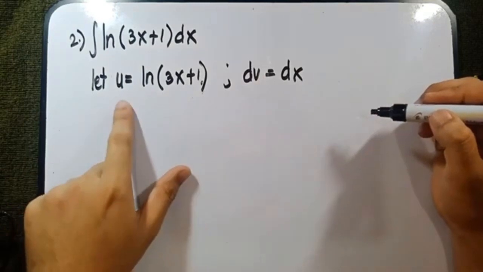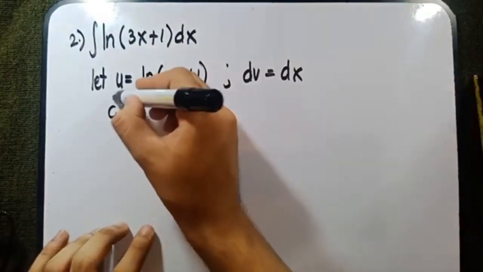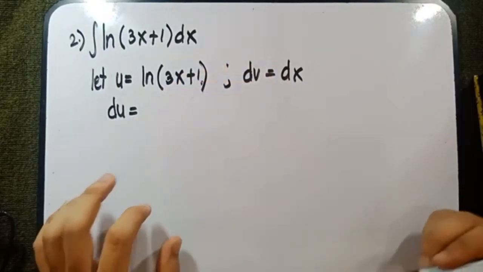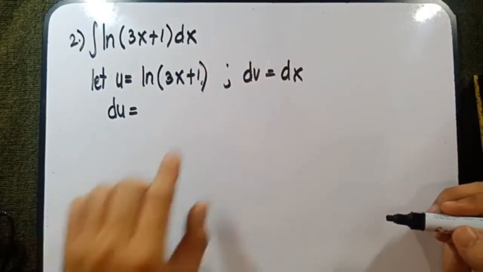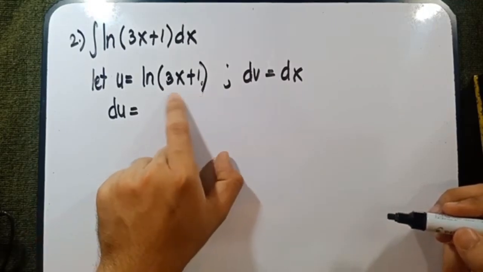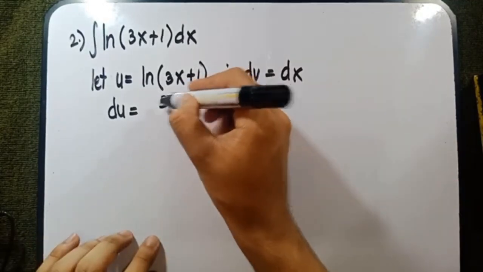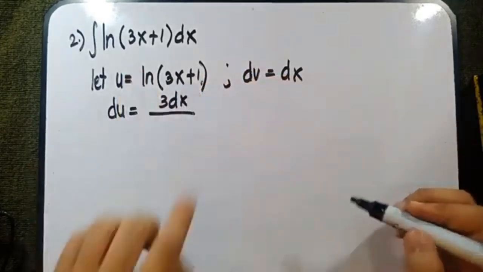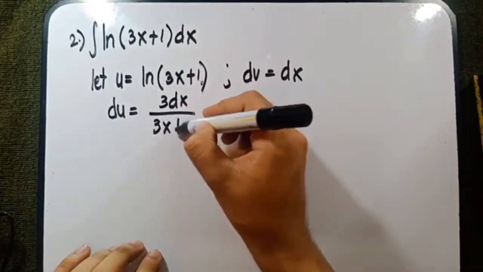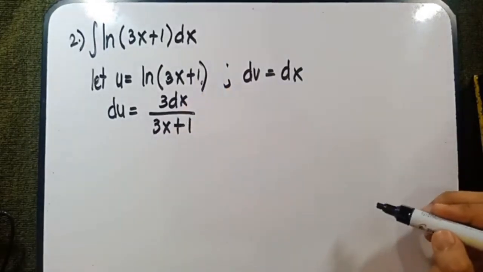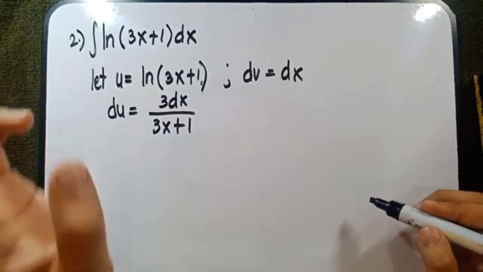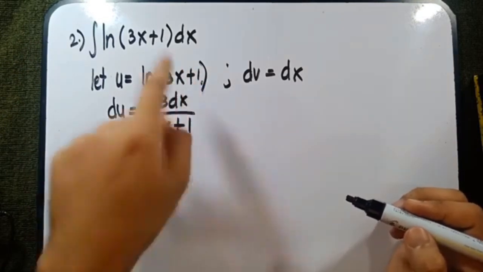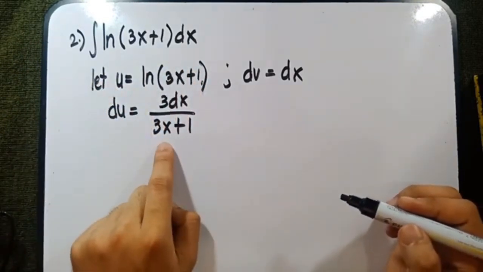So again, we differentiate this. So that is du. What is the derivative of ln? That is dx over x. So meaning, we differentiate 3x + 1, which is equal to 3 dx, all over 3x + 1. The derivative of ln is the derivative of what is inside its argument, all over its argument. Okay?